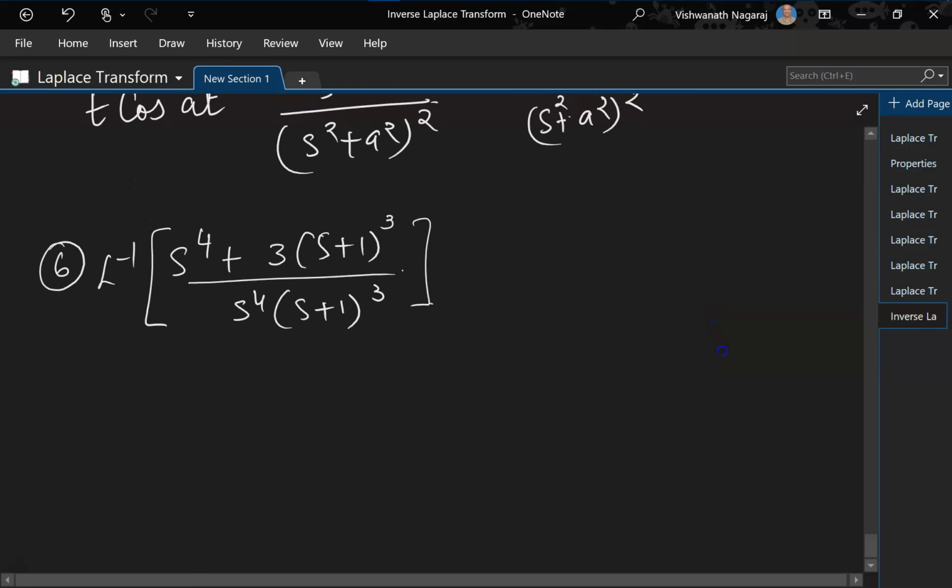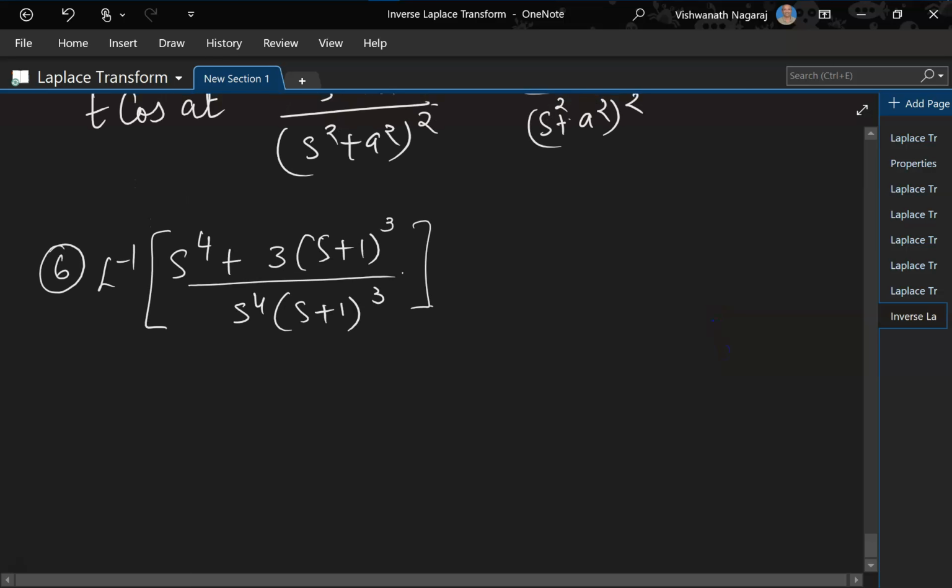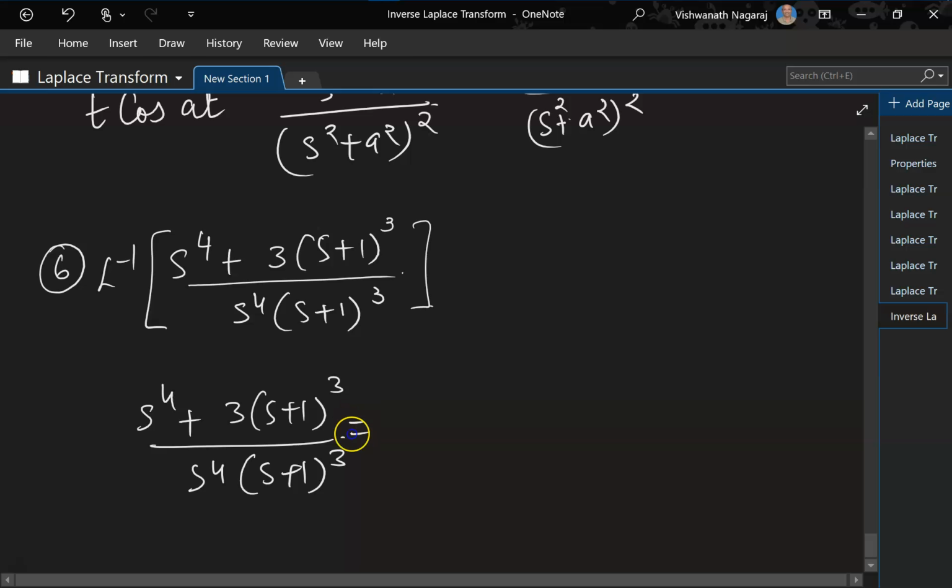Yes. So first let's figure out the partial fractions. Now this is s to the power of 4, so this will get split. Because of this, there will be 4 partial fractions with the denominator as s, s square, s cube, and s^4. Similarly, there will be another 3 with s plus 1, s plus 1 square, s plus 1 cube.